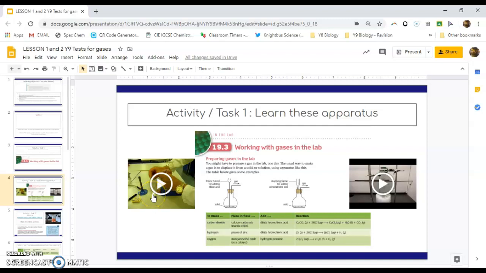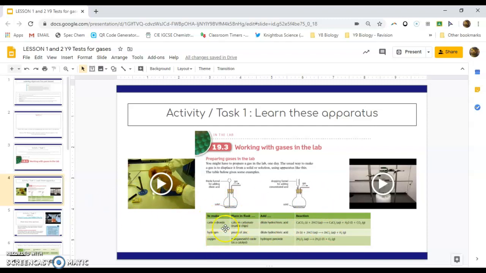So one day you'll be able to return to a lab and prepare a gas. The technique is called displacing the gas from a solid or a solution, and these are the 2 apparatuses that I use, but there are many, many examples.